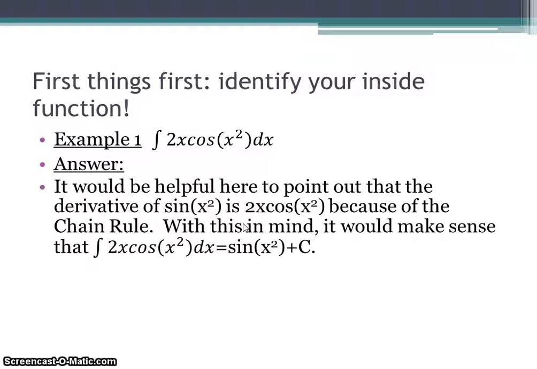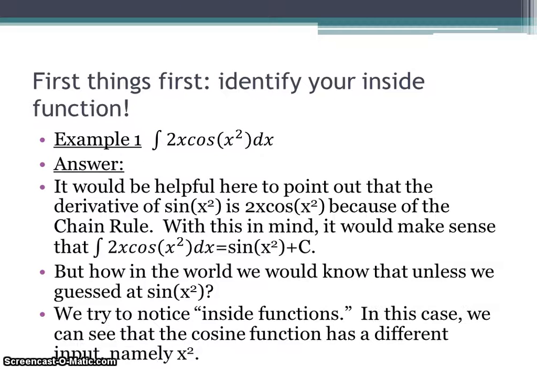Well, it was really nice, Mr. Smith, that you went ahead and gave us the answer, but how do we actually figure out what the answer is, not knowing that, not having an antiderivative in mind? How would we do that? We try to notice inside functions. In this case, we can see that the cosine function has a different input, particularly x squared.